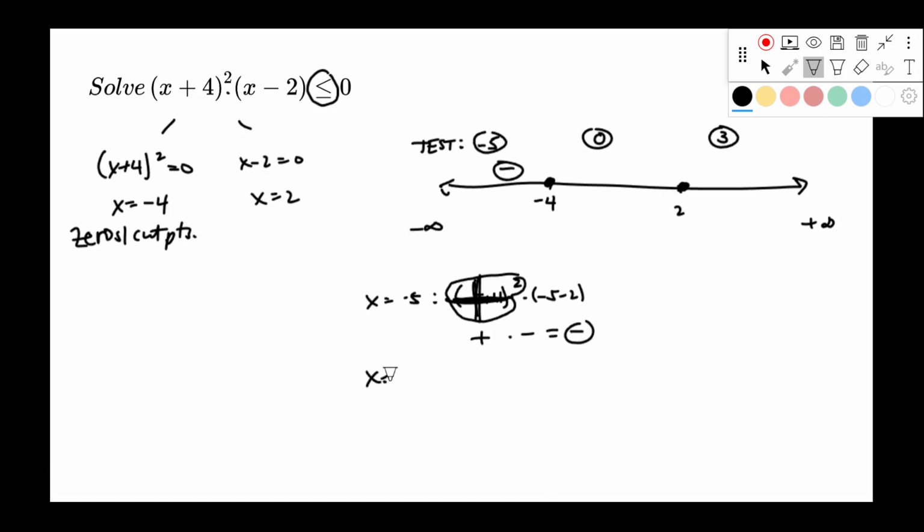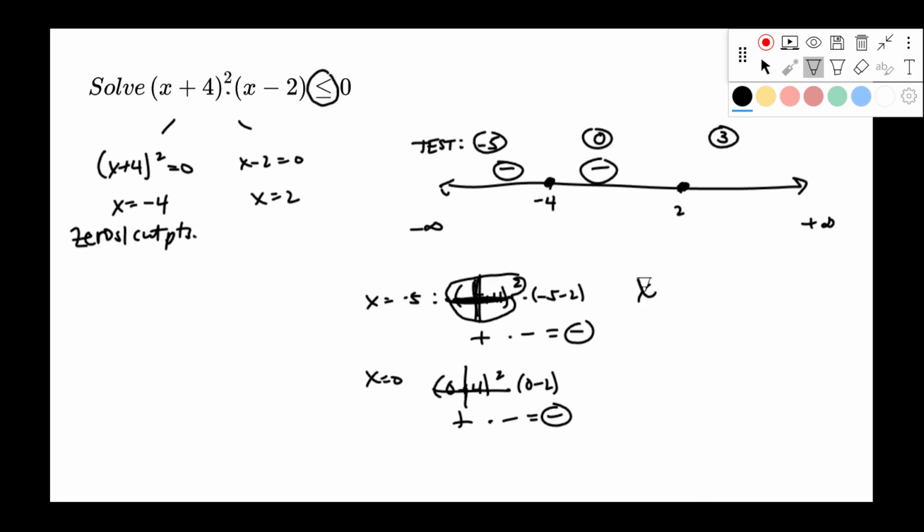Let's put 0 in. Again, we have (0 plus 4) squared times (0 minus 2). Well, that's going to be positive again because I'm going to square it. So that's positive. 0 minus 2, that's a negative. That's a negative result. It's negative again. Okay. And then we have 3.